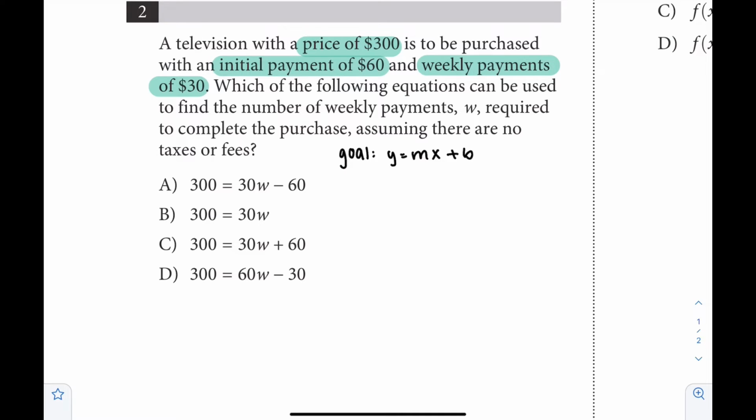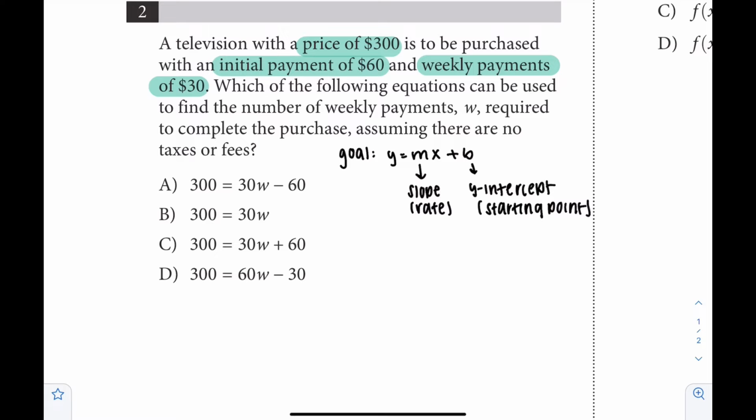So before we get into that, let's review the y equals mx plus b equation. M is your slope, which is also known as your rate. B is a y-intercept, but it can also be known as an initial or starting point. So I'm going to write starting point.